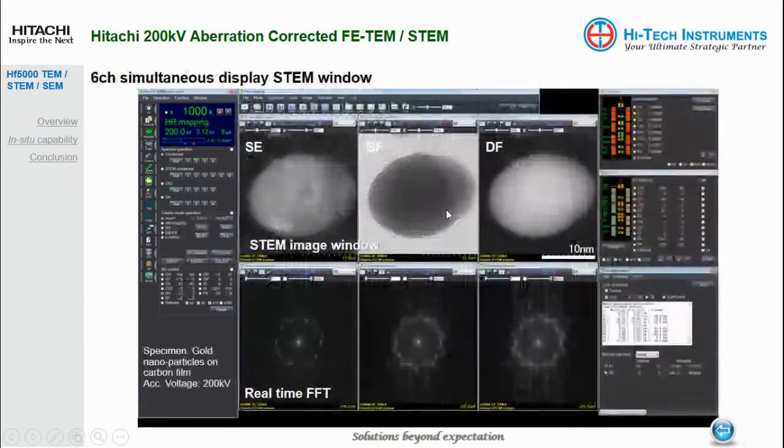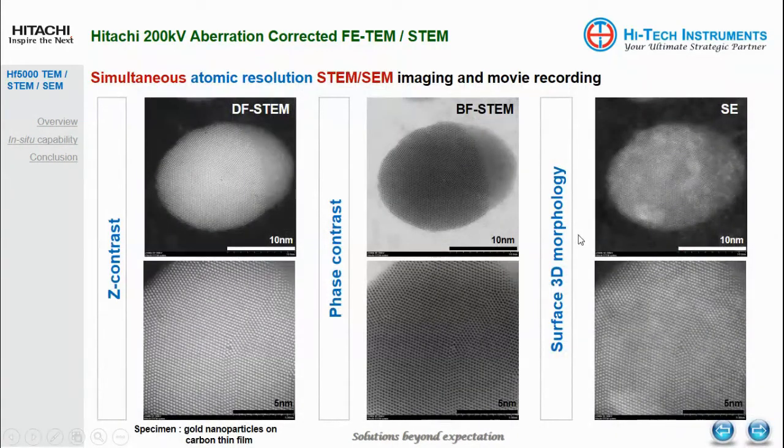And for this model, you will simultaneously display a six-channel STEM window. This is an SE imaging, bright field imaging, dark field imaging with their corresponding FFT images. And the simultaneous atomic resolution STEM and SEM imaging and movie recording is available, especially when you want to see the activities of the catalyst reaction when you are in the lab in gap setting.